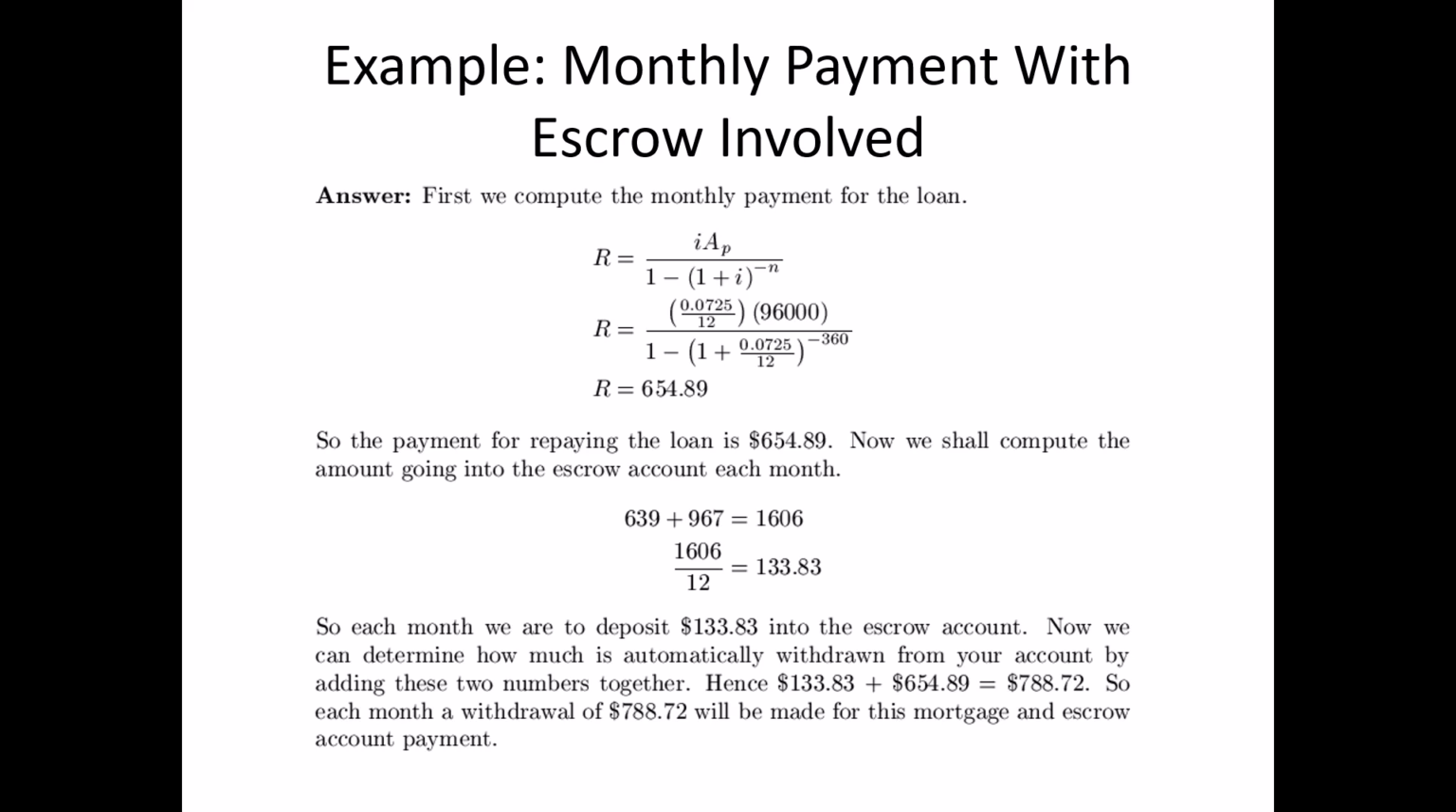So what we're going to do is add these two amounts together. We're going to add $133.83 and $654.89 and have a total of $788.72. This is the amount that is withdrawn by the bank to make the payment on the mortgage and the escrow account each and every month.